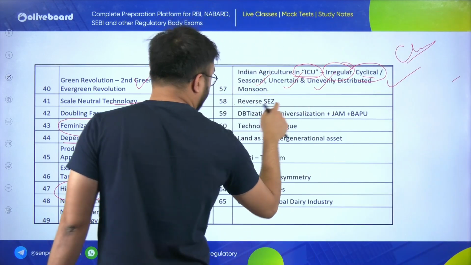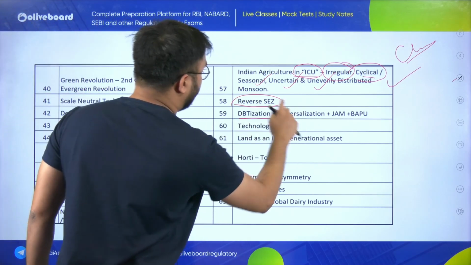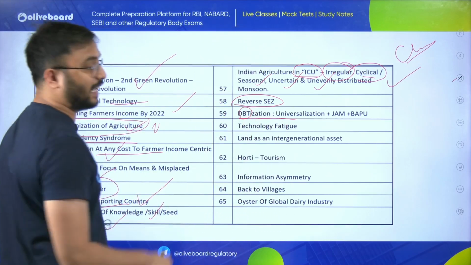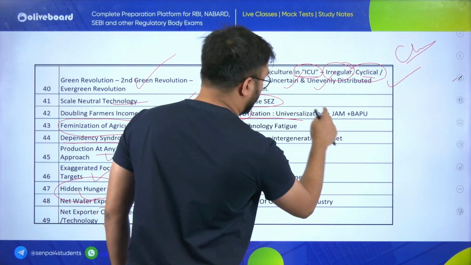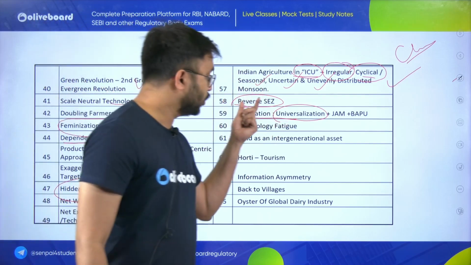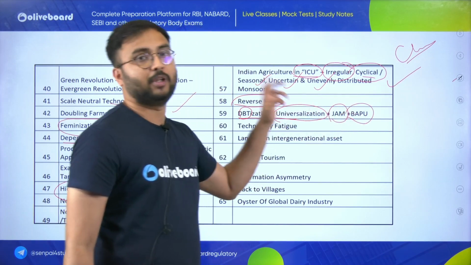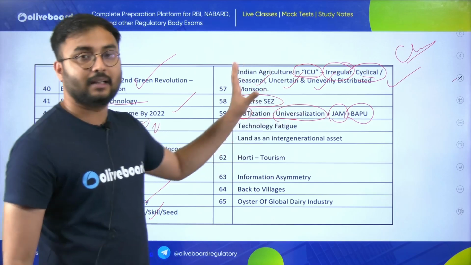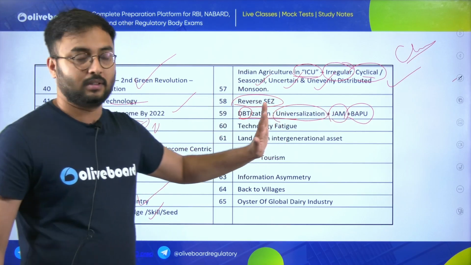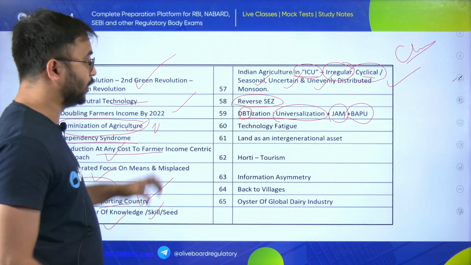Very beautiful keyword. Reverse SEZ. Okay, special economic zone, reverse it. Then DBT, that is direct benefit transfer. Okay, plus universalization. So DBTization, that is direct benefit transfer, plus universalization, plus JAM Trinity, plus BAPU. This you can definitely write as an example or a case study of how financial inclusion could take place. Jan Dhan Aadhaar Mobile, universalization, direct benefit transfer, all this coming together.